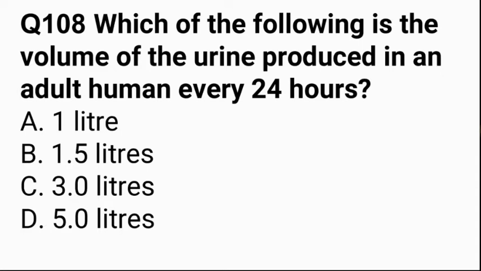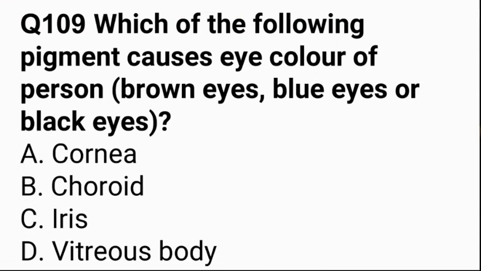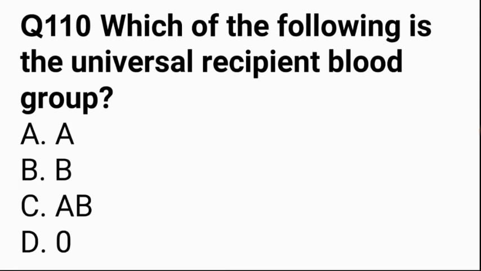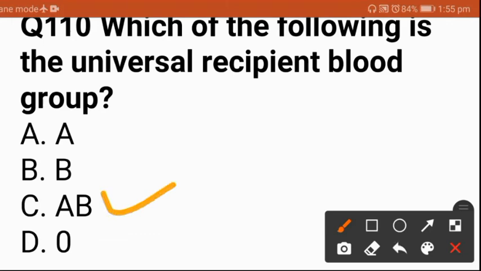Which of the following is the volume of the urine produced in an adult human every 24 hours? B. 1.5 liter. Which of the following pigments causes eye color of a person? C. Iris. Which of the following is the universal recipient blood group? C. AB.